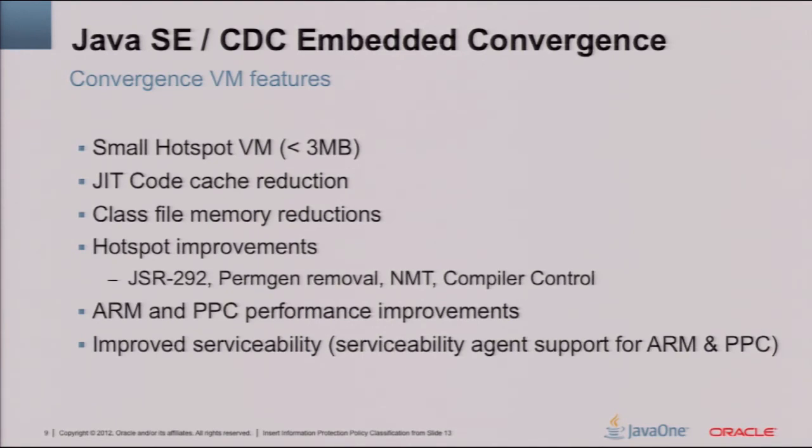So we're doing a little bit better job in that to give you better control over what you want to compile. We always are pushing the envelope, trying to get better performance out of the newer ARM processors and newer PowerPC processors. That work we do in every single release, and we'll continue to do that for JDK 8. And finally, we're adding additional serviceability, which we haven't had for ARM and PowerPC. There's a serviceability agent which allows you to do better diagnosis of crashes and seg faults. The serviceability agent will now be available on those platforms.